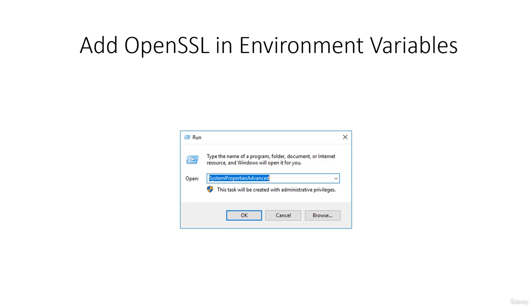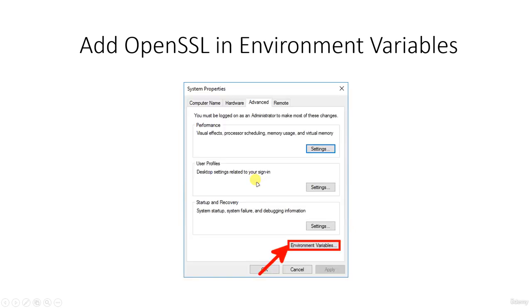After that, we have to add OpenSSL to our environment variable. So we will add OpenSSL inside the environment variable. Go to your Windows machine, search Run, and after opening Run, it will look similar to this. Simply type system properties advanced, and it will open up System Properties.